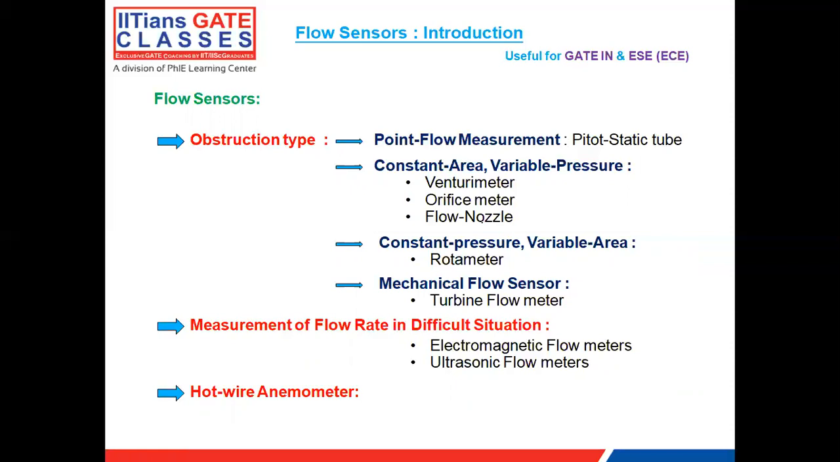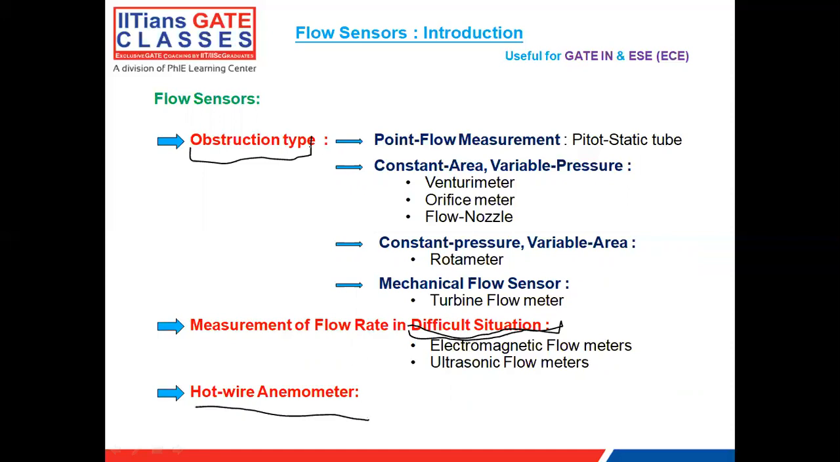Based on the syllabus, I have classified the flow sensors into basically 3 categories: obstruction type flow meter, measurement of flow rate in difficult situations, and the third category, the hot wire anemometer. We'll study what this difficult situation is and why it is named so.